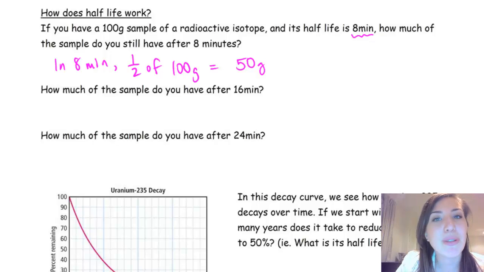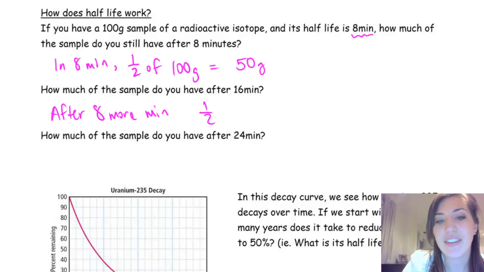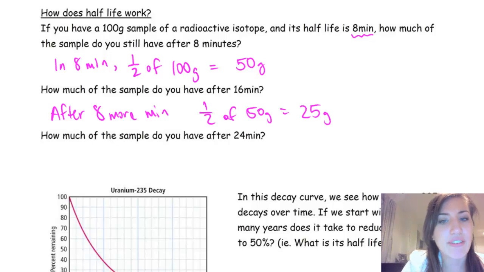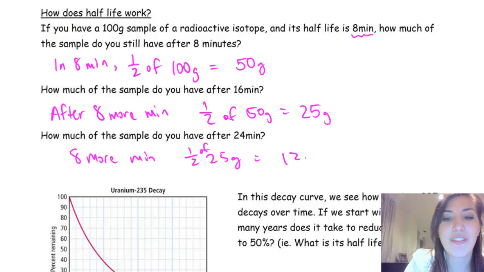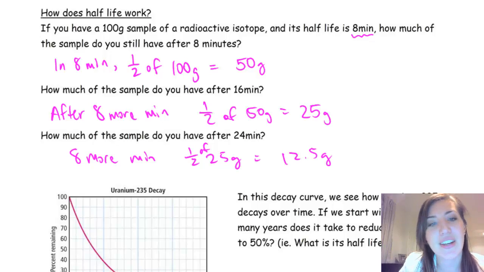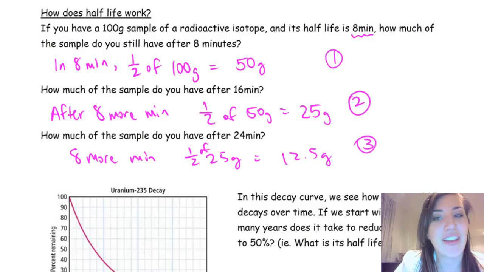How much of that sample do you have after 16 minutes? So after 8 more minutes, then you're going to have half of 50 equals 25 grams. Well, how much do you have after 24 minutes? Again, after 8 more minutes, you have half of 25 grams equals 12.5 grams. So as you can see here, we've undergone one half-life here, another half-life there, and a third half-life there. So here we have 3 half-lives.